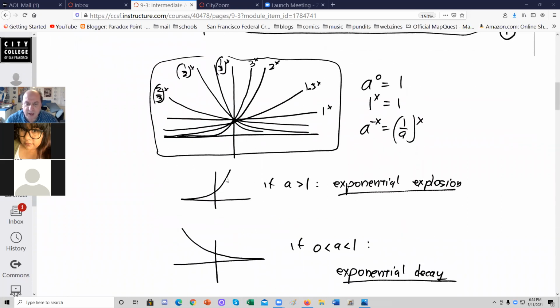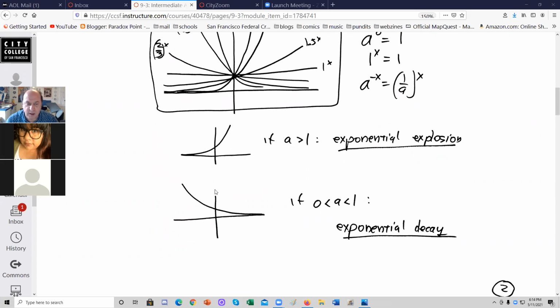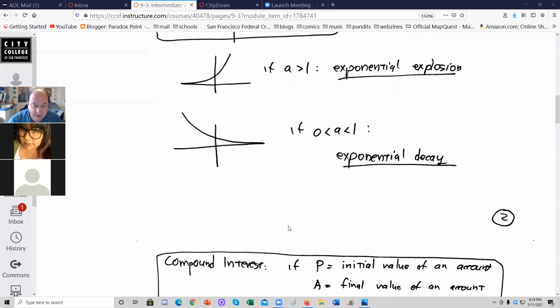So if you have a to the x and a is bigger than 1, you get what's called an exponential explosion. It starts very small and becomes very big very quickly. If a is between 0 and 1, then you get the reverse, the exponential decay. We don't talk about a less than 0 because a to the negative 1/2, well, it's a complex number. So really, you'd have to graph in the complex plane, and since we're graphing in the real plane, we won't be doing that.